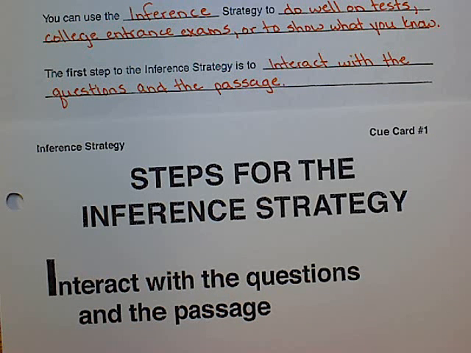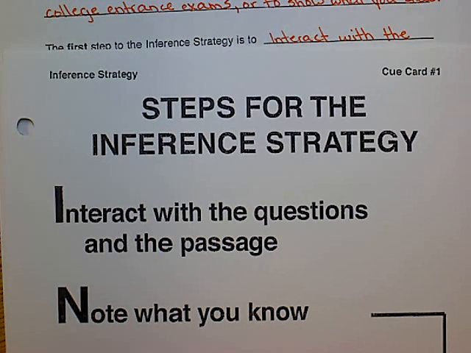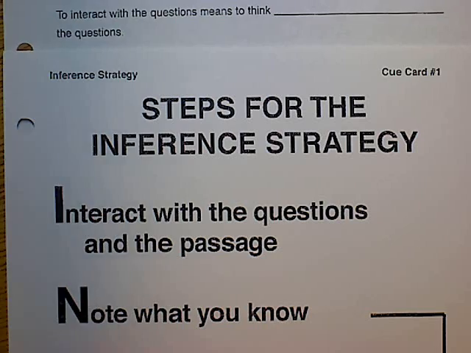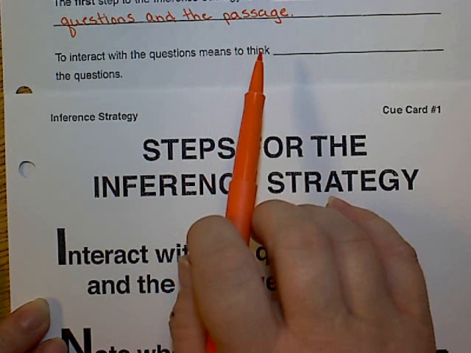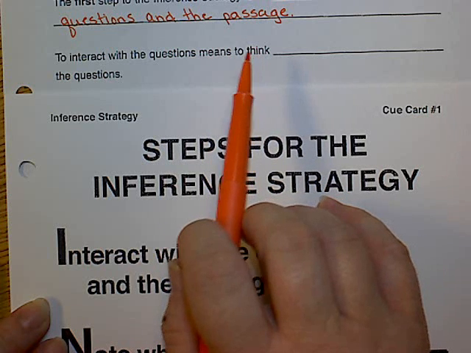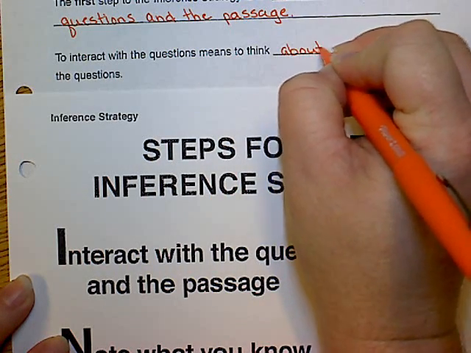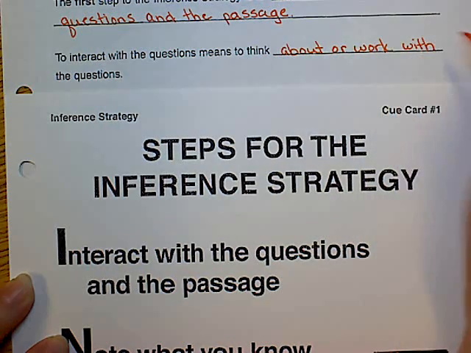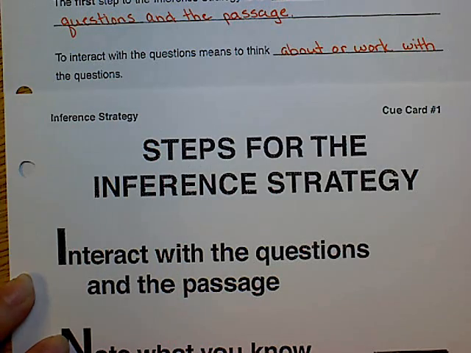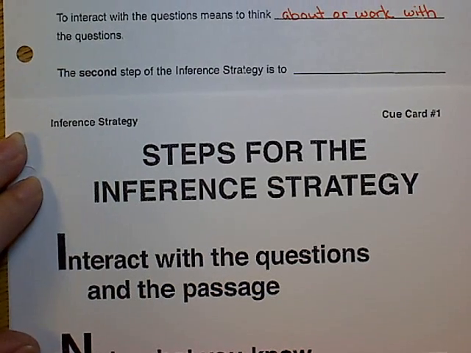The second step would be to note what you know. This means you are going to do 3 things, actually. Let me pull this up. Okay, so just to make sure we're on the same page, to interact with questions means to think about or work with. So let's go ahead and fill that in. About or work with the questions.